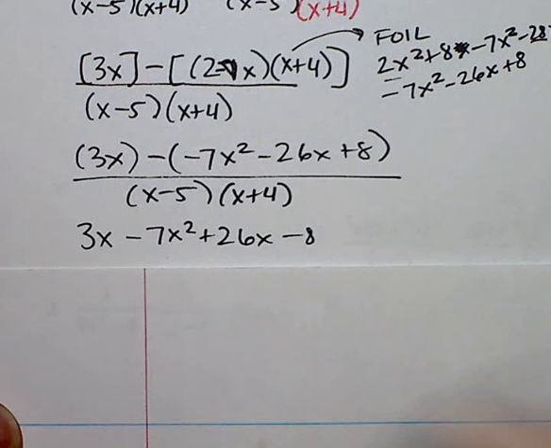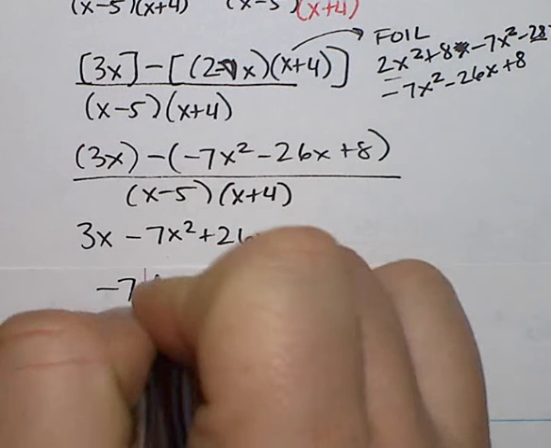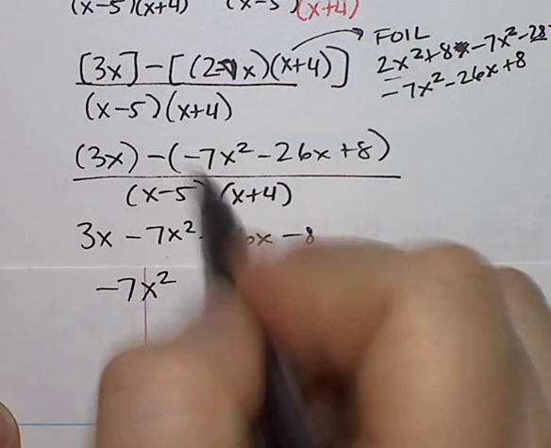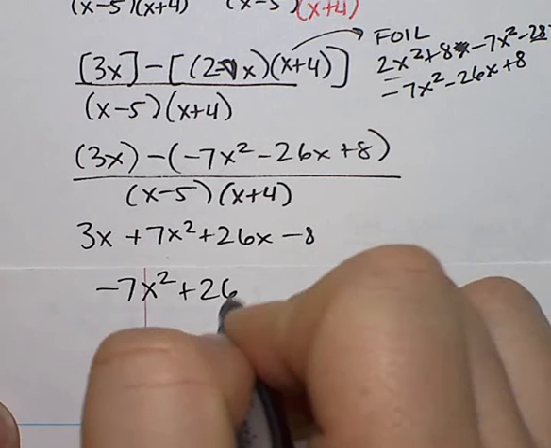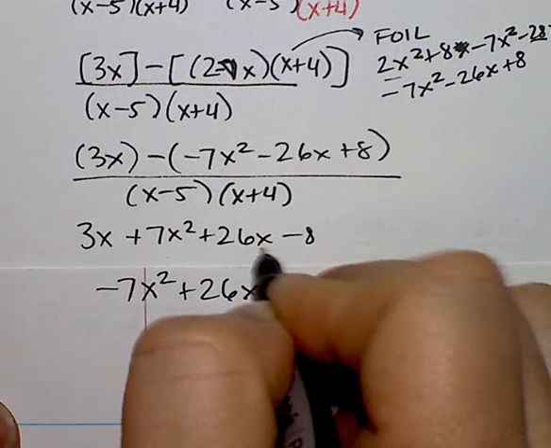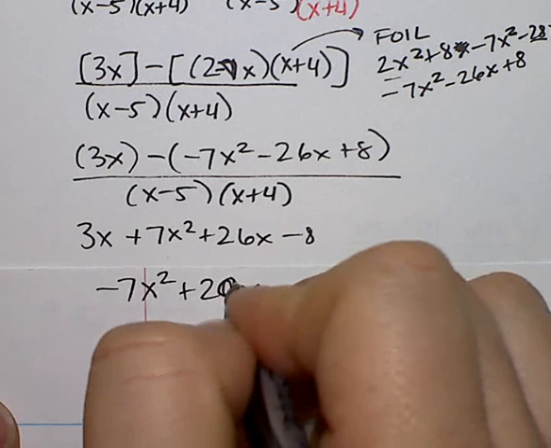So write it in order. I have negative 7x squared. That changed to a positive when you distributed it. And we have a positive 26x plus 3x gives you a positive 29x minus 8.